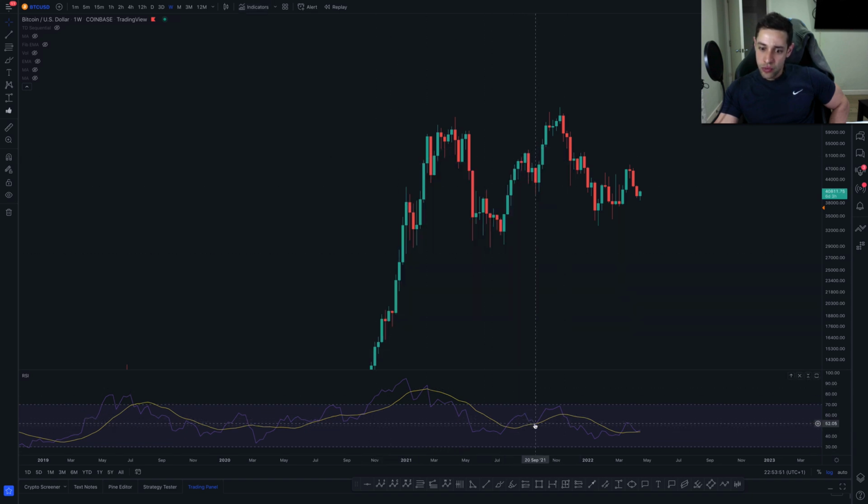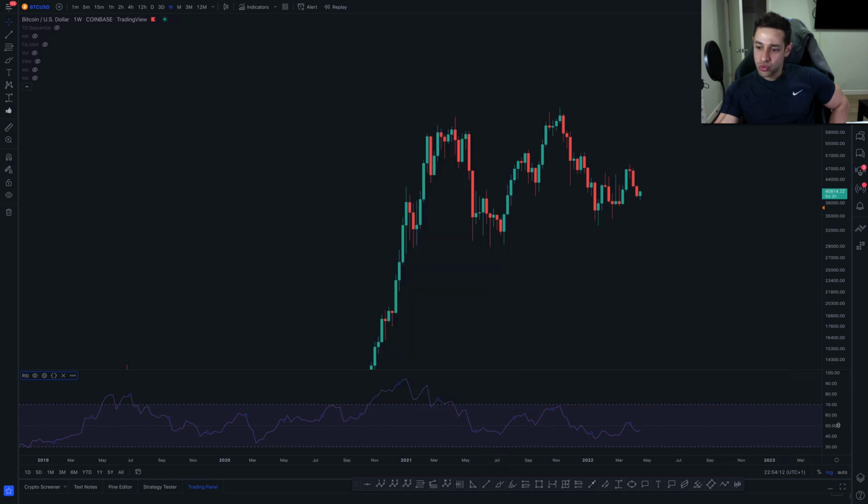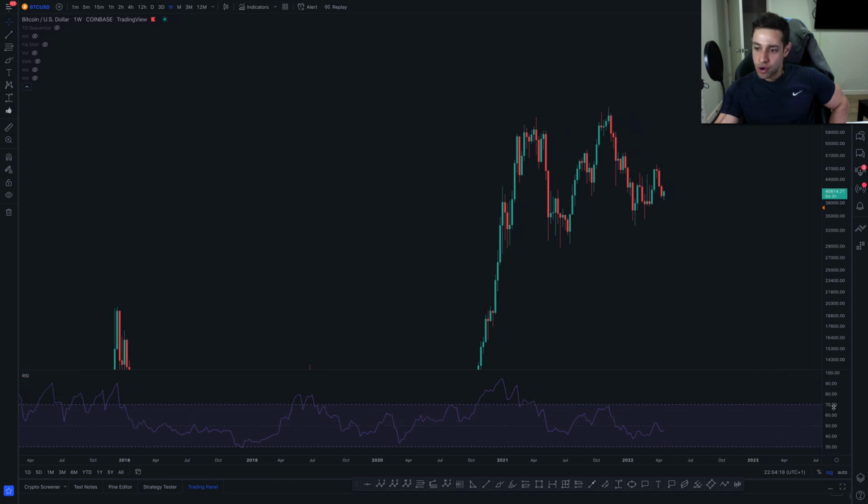And if you double click on the lines on the RSI, you'll get 3 tabs at the top, which is input, style, and visibility. The first thing that I want you to do is deselect the RSI-based moving average, which is the second one. That'll get rid of that yellow line, which is essentially a moving average for the RSI, which we don't need. We just want to get a really clear picture of these overbought and oversold territories, which we're going to go into in a moment.